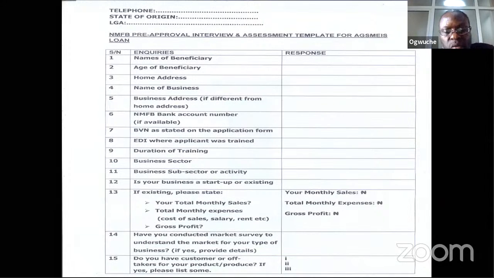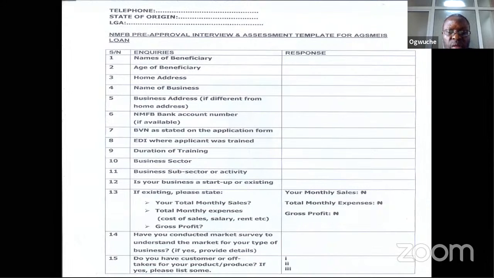Have you conducted a market survey to understand the market for the type of business? If yes, provide details. The feasibility studies which you undertook 2 days ago, I'm sure our facilitator talked to you about market survey, because if you want to do feasibility studies, one of the things you definitely need to do is a market survey to find out whether that business is going to be viable and survive in that environment. Where it's not able to do that, then you know there is bound to be a problem.